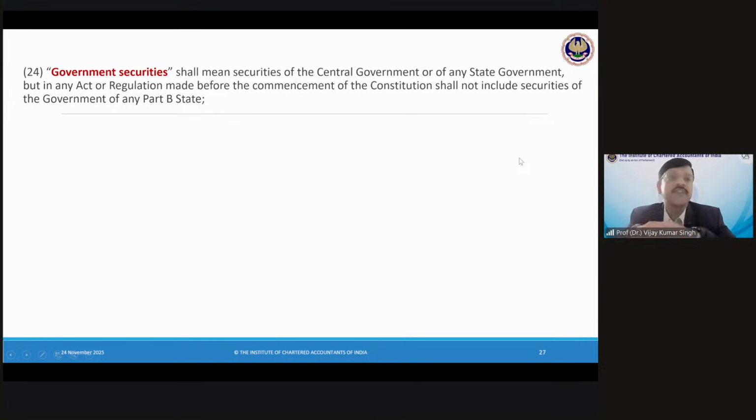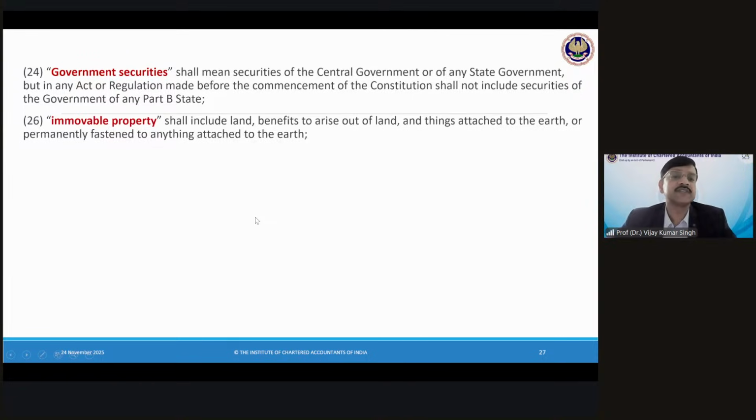So, subclause 24 talks about government securities. When you study security law, you will study it in detail. But here in the General Clauses Act, government security is defined as securities of the central government or of any state government. But in any act or regulation made before the commencement of the Constitution, it shall not include securities of government of any Part B state. So this is the definition of government security. It's not of much consequence for you, so just read it once.